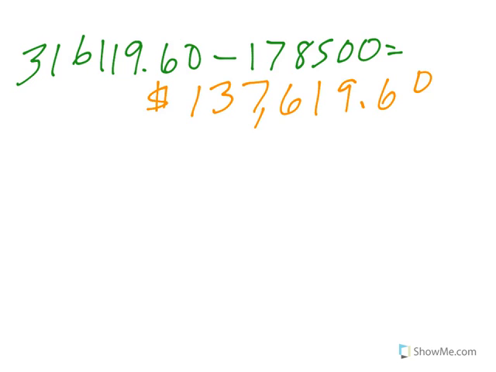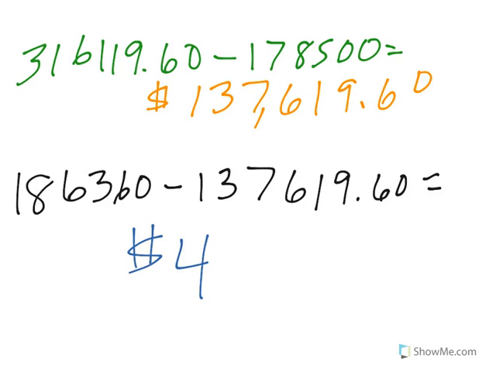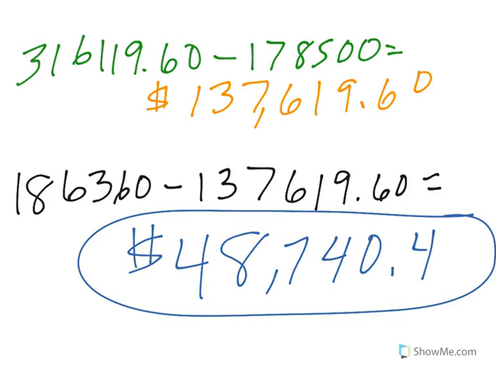So how much did she save? Well, in terms of interest, in the first loan, she was paying $186,360 in interest, and in the second loan, she was paying $137,619.60, for a difference of $48,740.40. So she could save almost $50,000 over the course of a 30-year loan.